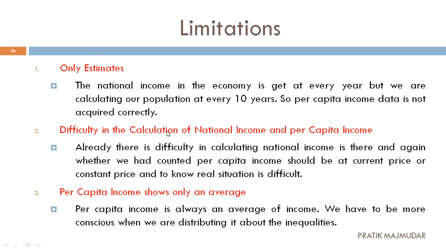Next one, that is difficulty in calculation of national income and per capita income. So how is it difficult to find out? First, when we are calculating our national income, and it is counted on a per capita basis, on what price have we counted? Have we counted it on a current price or constant price? Because we have a population of 137 crore people, calculating the income from all of them, and there will be changes in the rates in day to day transactions.